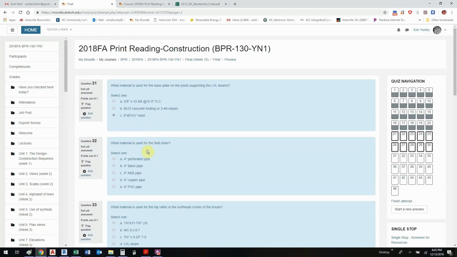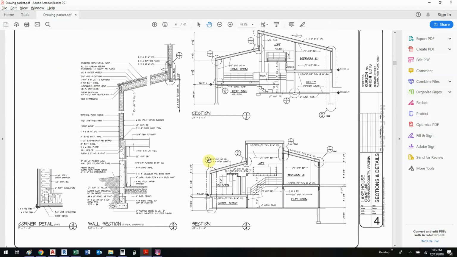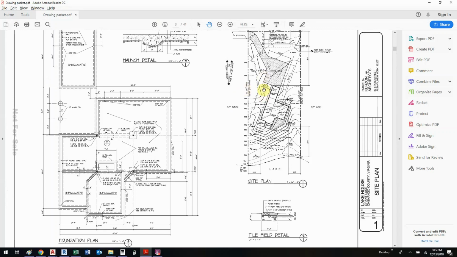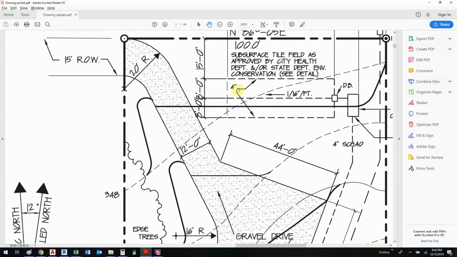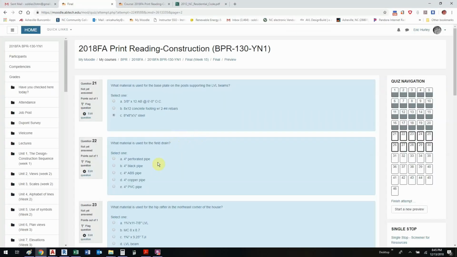What material is used for the drain field? We find that on the plot plan or the site plan. Come right up here, and we have 4-inch, and if you were really paying attention, we have 4-inch schedule 40 here, but we have 4-inch here. It's not going to always be the same.